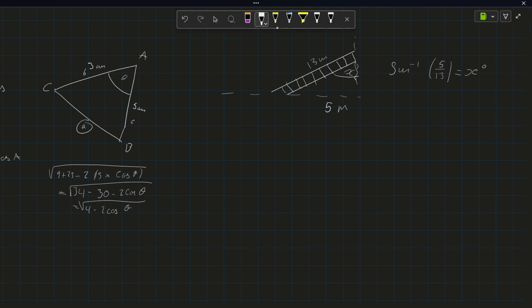And then if we wanted the height of the ladder at the moment when it's against the wall, we could just do regular Pythagoras. 13 squared, take 5 squared, 169 take 25. What am I doing? It's just 144, equal to 12 meters.